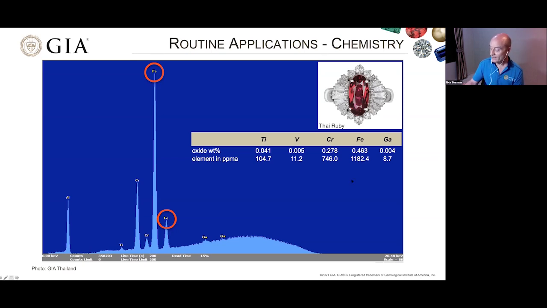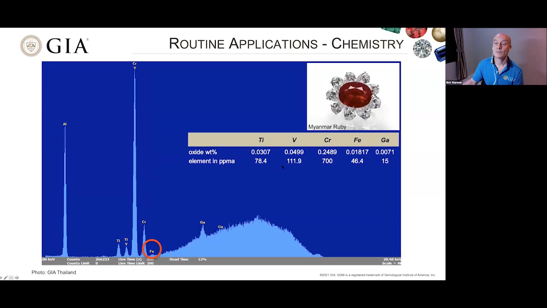And if we compare that to a Myanmar ruby, we can see that the iron is much lower. So here, 46.4 parts per million, and the chromium is much higher. So we have 700 here. So it's a very useful technique to help. I mean, it doesn't prove, but it's just another piece of the puzzle to help with origin determination in corundum.